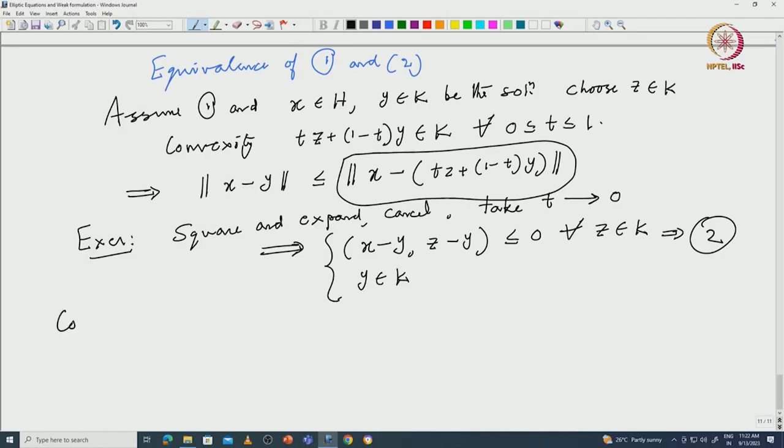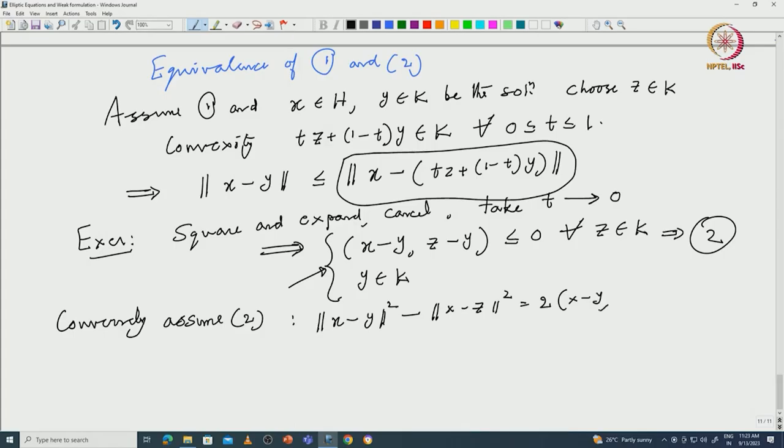Now, conversely, assume 2. That means this is the one. And then again a very simple exercise, no need of an exercise. So, norm of x minus y square minus norm of x minus z square, you can calculate to be 2 into inner product of x minus y, z minus y, minus norm of z minus y square.